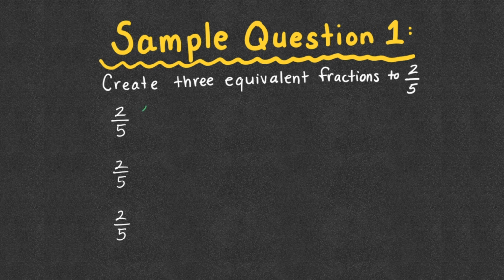So let's just try one. Let's go with times 4, times 4. So that means this fraction would be 2 times 4 is 8, 5 times 4 is 20. So 8/20ths is equal to 2/5.